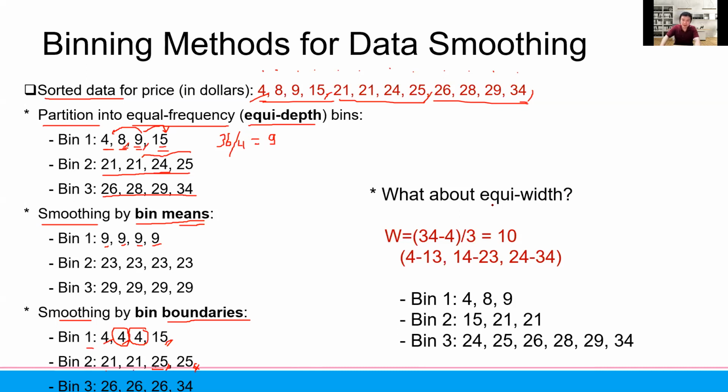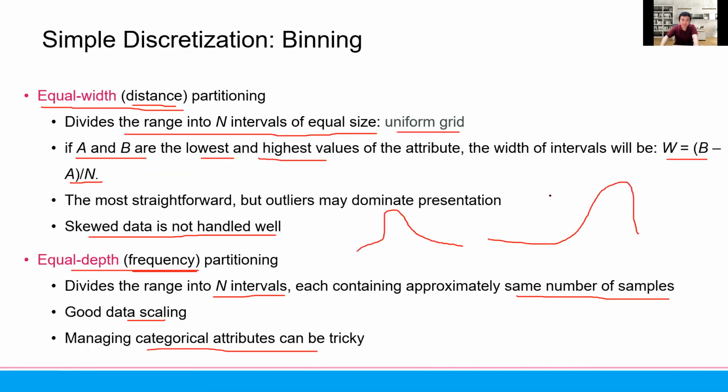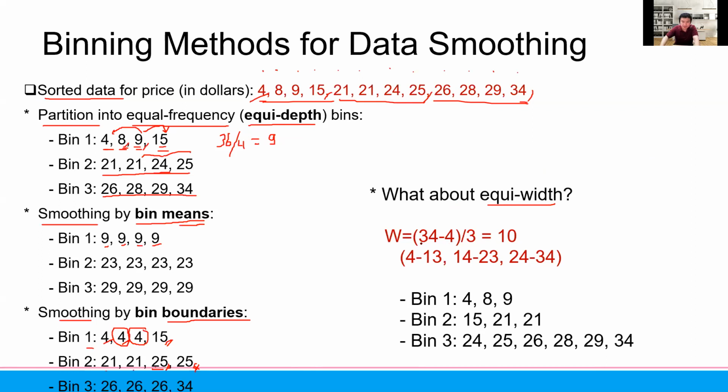Now, what is the meaning of equi-width? If it is based on the distance, we need to apply this equation: W equals B minus A divided by N. What is B? Here it is the maximum, 34. And what is the minimum? 4. I want to divide into 3, so 30 divided by 3, and the result is 10. The 10 will be the distance.